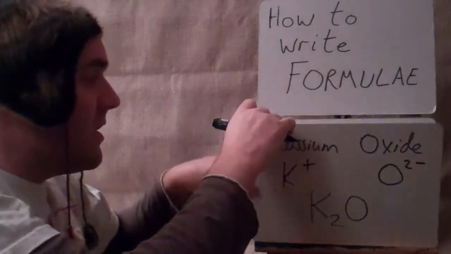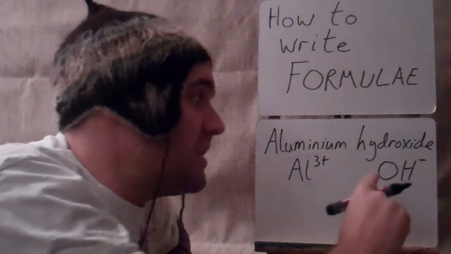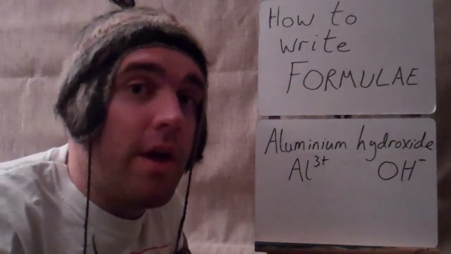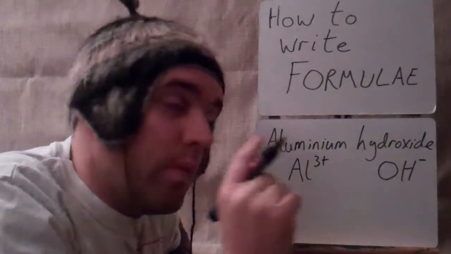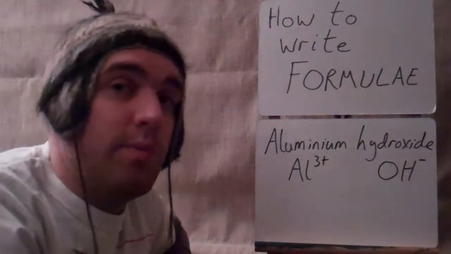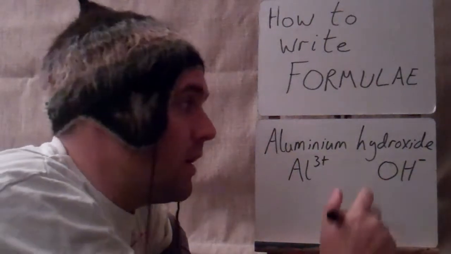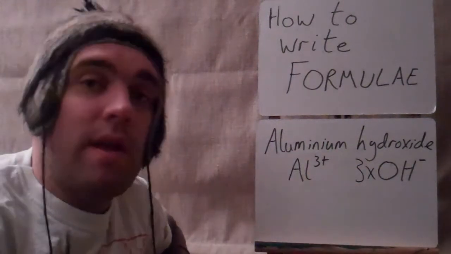Alright, now we're getting to the serious stuff. Aluminium hydroxide. This one's slightly harder, slightly different, because this is a polyatomic ion. Okay? So, because it's polyatomic, we're going to have to use brackets here in a minute. Let's have a look. So, 3 plus, 1 minus. We need 3 times the amount of these. We get 3 times the amount of OH minus for every aluminium.